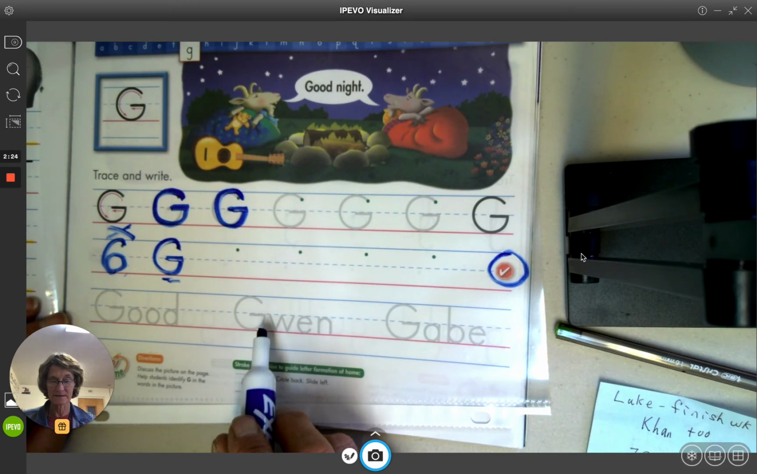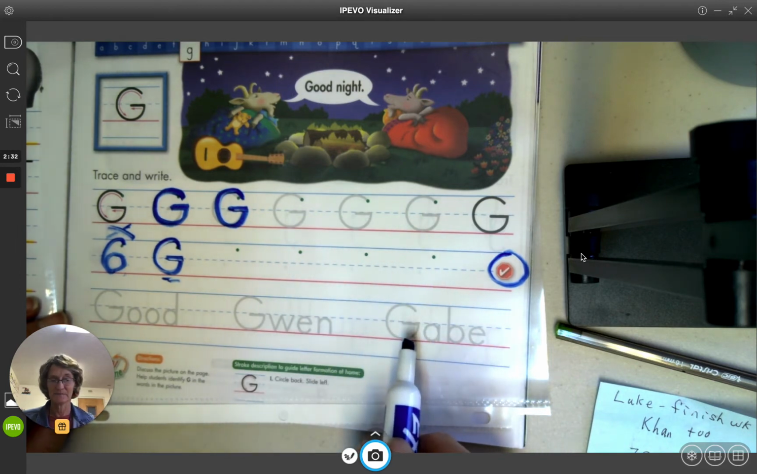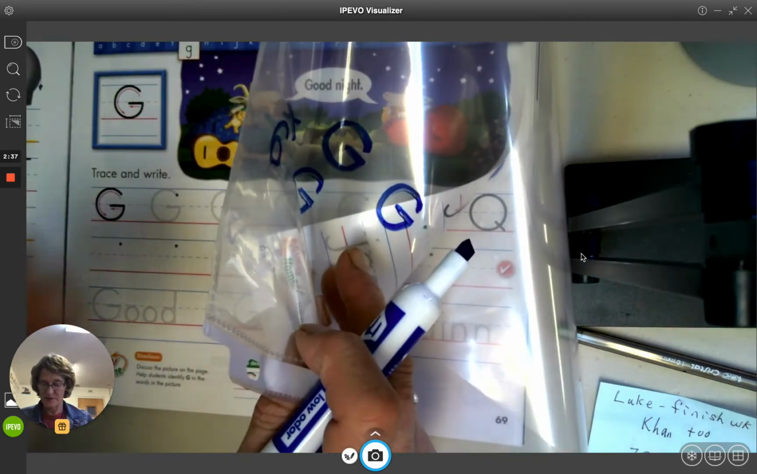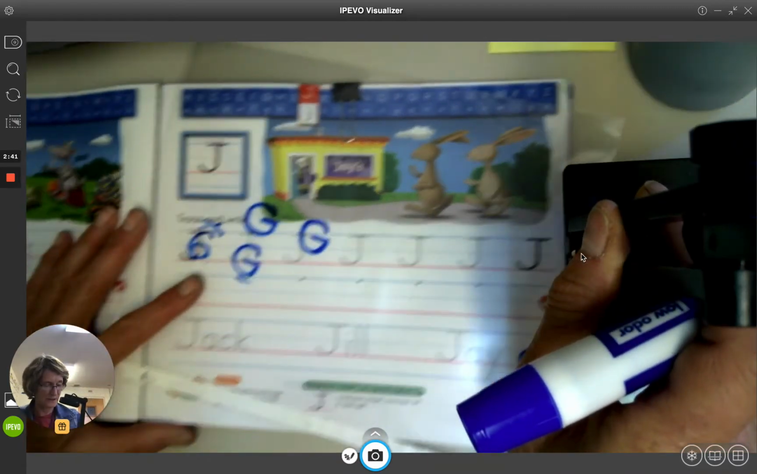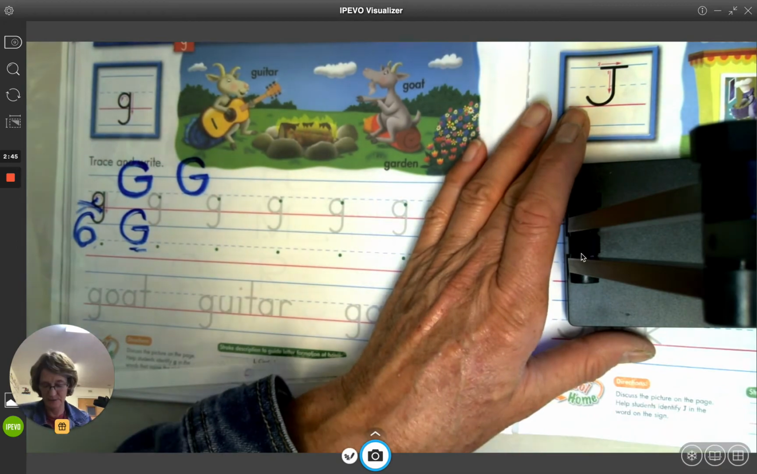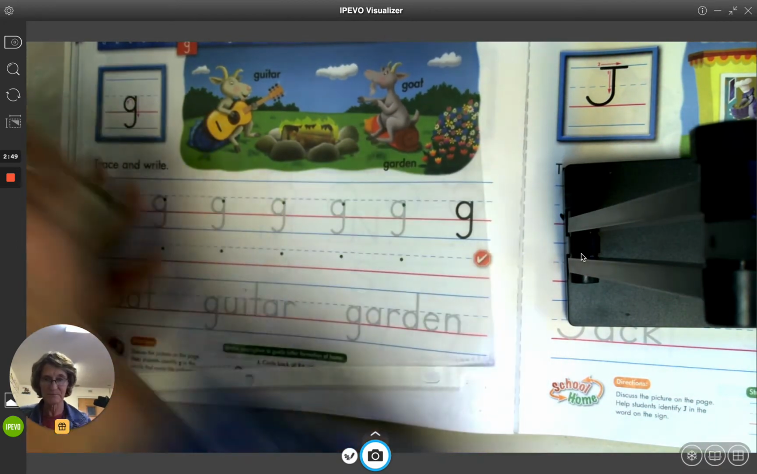Gwen. I had a friend named Gwen when I was in high school. And a boy's name, Gabe. Then some more circle letters with the lowercase g, and I am going to move the camera so that you see it better, and I need to erase my uppercase G letters.